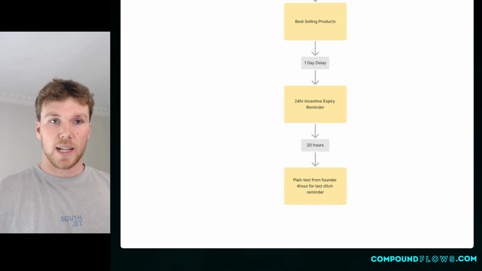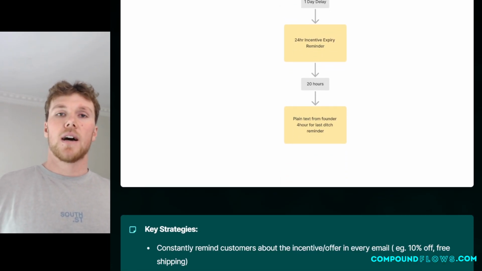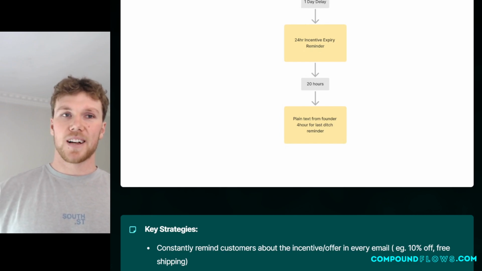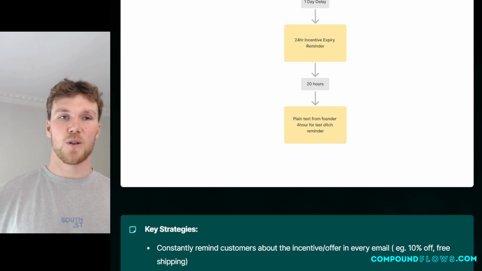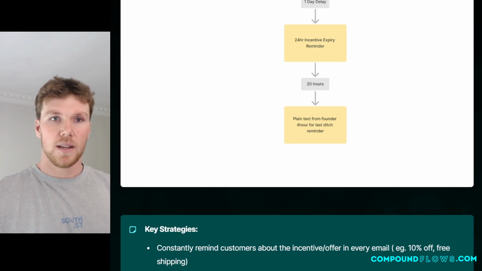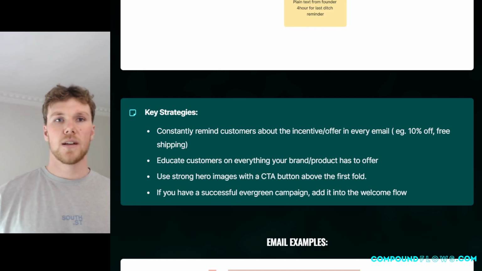And then you can also do a last ditch effort. Again, plain text email from the founder. Just reminding them like, hey, this is your really, really last chance, 4 hours before it expires. And that usually gets a few people over the line. Some key strategies here before we get into examples.